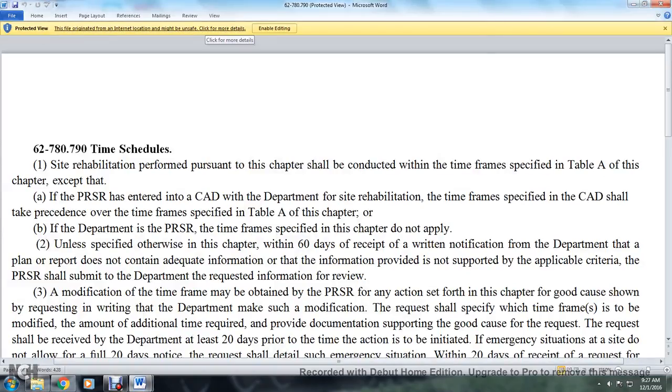Alright, time schedules. 62-780.800 is the contaminated site cleanup criteria time schedule. Site rehabilitation performed pursuant to this chapter shall be conducted within the time frames specified in Table A of this chapter, except if the person responsible for site rehabilitation has entered into a cleanup agreement with the department, the site rehabilitation time frame specified in the cleanup agreement document shall take precedence over the time frames in Table A. If the time frames specified in this chapter do not apply, unless otherwise specified, within 60 days of receipt of notification from the department that the plan or report does not contain adequate information to support the applicable criteria, the person responsible for site rehabilitation shall submit the requested information for review.